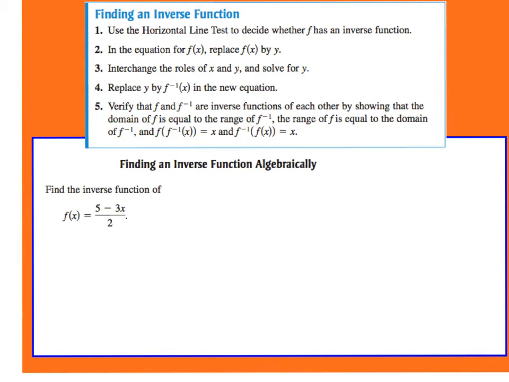All right? So, first you use the horizontal line test. Number 2, David, read. Use the equation for f of x, replace f of x by y. Good. Courtney, 3. Interchange the roles of x and y and solve for y. All right, that's what you guys did most of last year, right? You switch x and y, and then you solve for y. And then the fourth step, people always forget. Angela, what's the fourth step? Replace y by f inverse of x in the new equation.